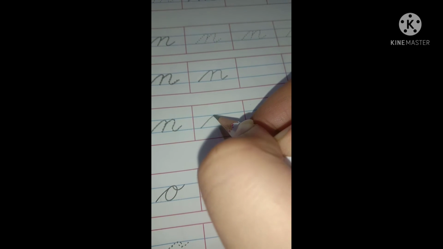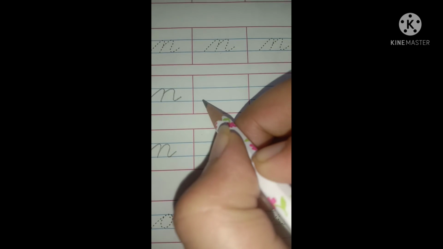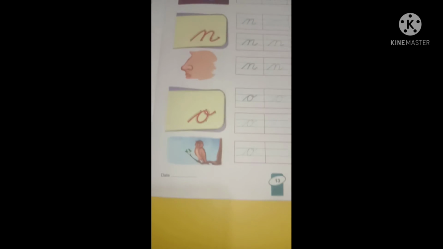Keep your pencil here. Slanting line, curve with a standing line, and then you have to make letter N and curve. Look one more time. Keep your pencil here. One slanting line, a little curve with a standing line, and then you have to make letter N and a little curve. Like this you have to make letter N. Now what comes after N?